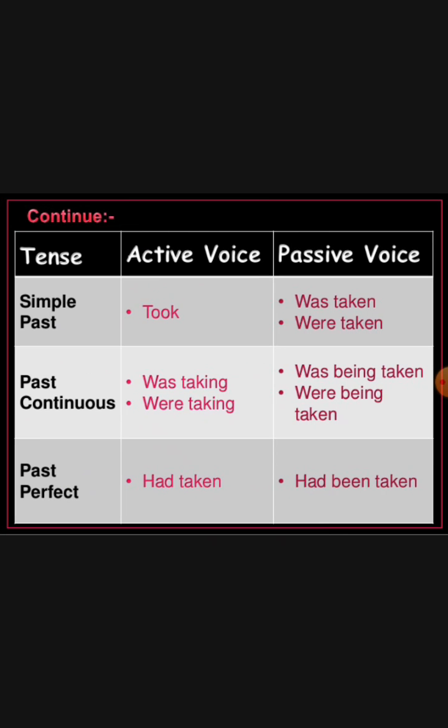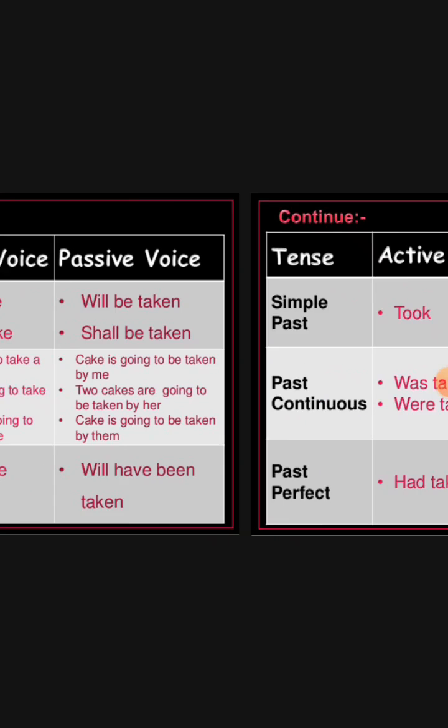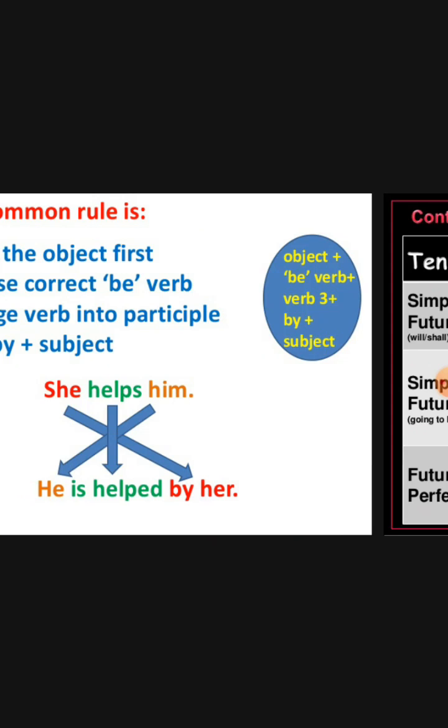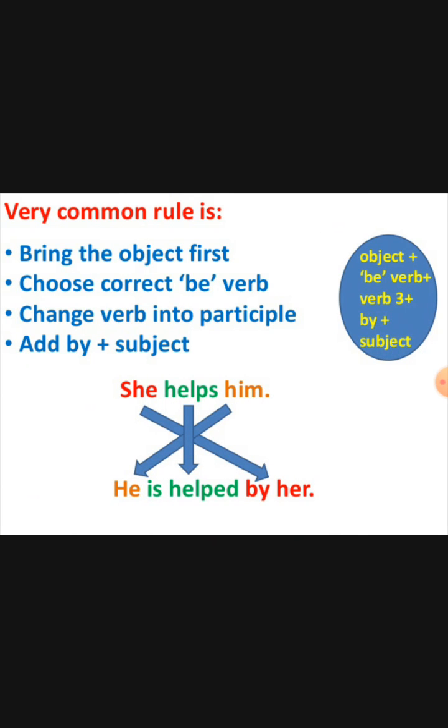See, this is the past rule and this is the future rule. So you can just go through them once. What happens exactly? What are the common rules of making an active sentence into a passive sentence?